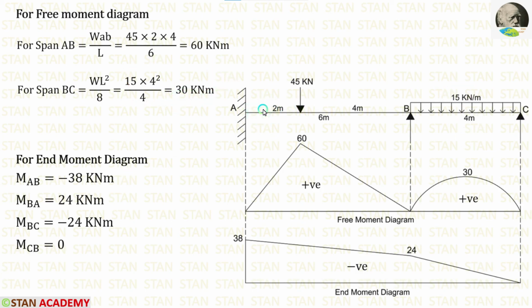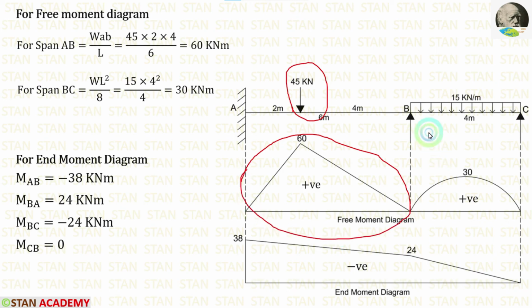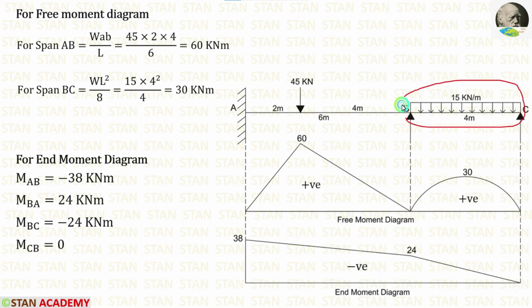In the simply supported beam, we know that if the point load is acting, the bending moment diagram will be in the shape of a triangle. If UDL is acting, the bending moment diagram will be in the shape of a parabola.